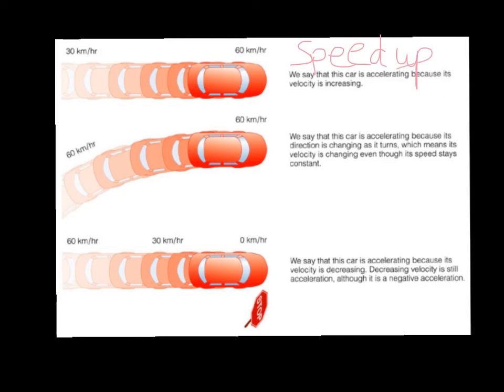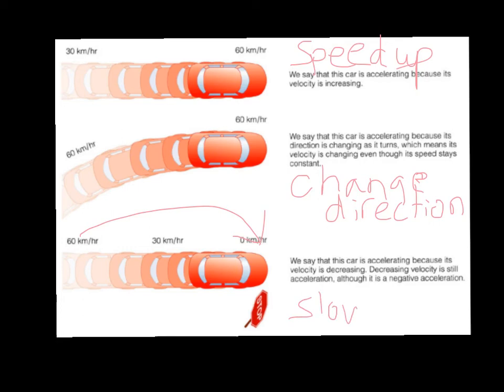In the second picture, the car was starting out at 60 kilometers per hour and ended at 60 kilometers per hour. So it didn't speed up, it didn't slow down, but it did change direction. And when you change direction, you are accelerating, because acceleration is a measure of the change in velocity, and velocity includes direction. The third way to accelerate is actually to slow down. So you can go from 60 to 0, so you're slowing down, and that's a form of accelerating. In everyday language, you might say decelerate, and that's okay. But technically, slowing down and speeding up are both accelerations.